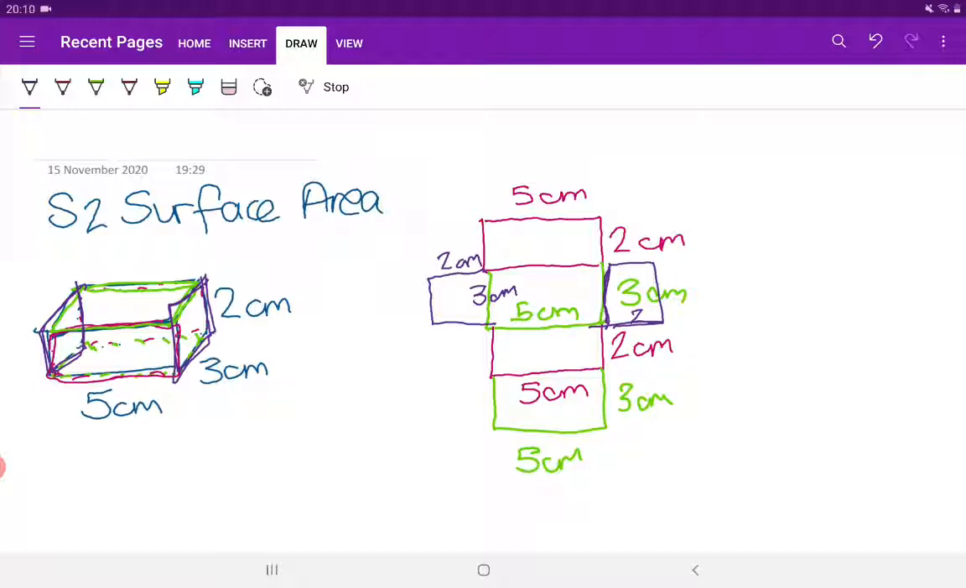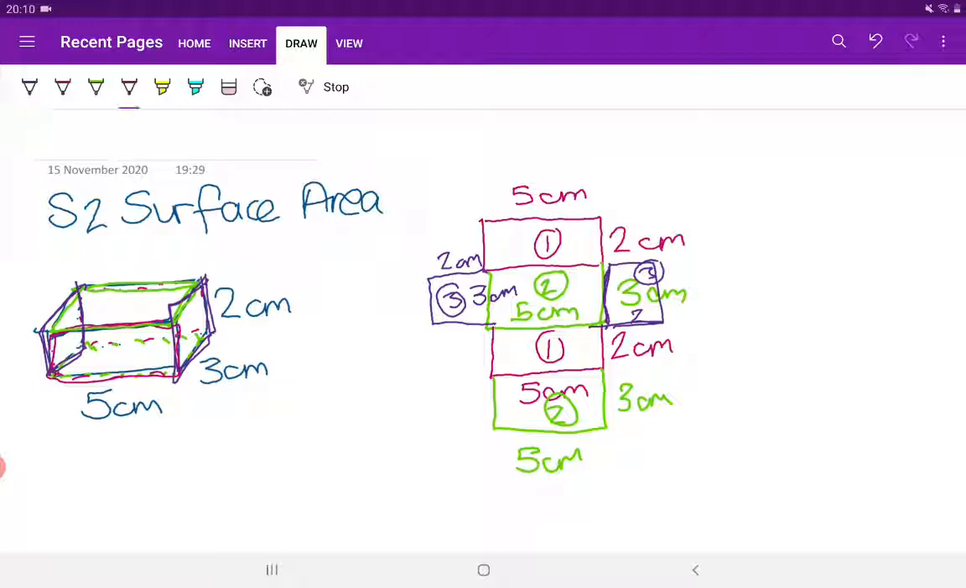So hopefully you can see from that diagram that we've got 3 different types of rectangle. We've got rectangles that are 5 centimetres by 2 centimetres. We're going to call them rectangle 1. We've got rectangles that are 5 centimetres by 3 centimetres. We're going to call them rectangle 2. And we've got rectangles that are 2 centimetres by 3 centimetres, and we're going to call them rectangle 3. Or if you like, rectangle 1 is the front and back of the cuboid. Rectangle 2 is the top and bottom of the cuboid, and rectangle 3 is the sides of the cuboid. That's sometimes another way to think about it.